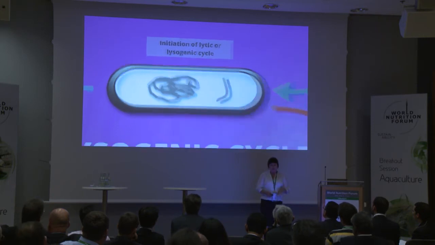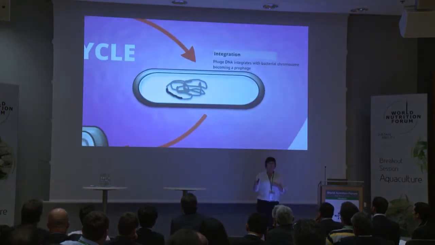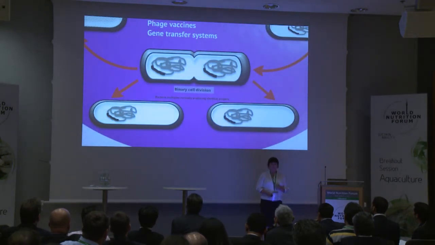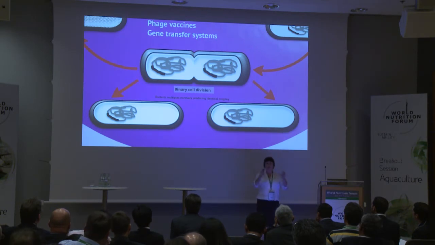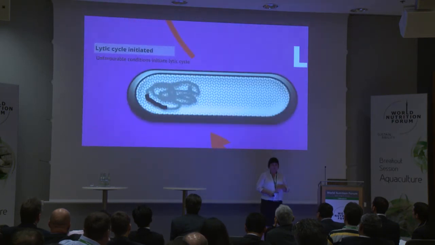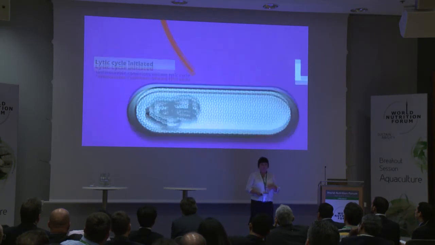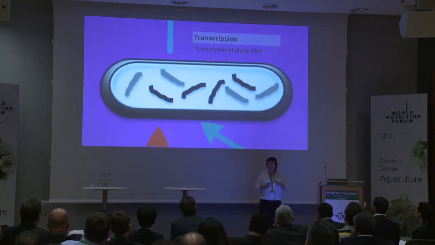So the genetic material is in there. If it goes into the lysogenic cycle, that bit of genetic material is integrated into the host chromosome and becomes what we call a prophage. The bacteria then divides as it normally would, and that little bit of prophage is in each of those daughter cells. If the bacteria is under stressful conditions, for whatever reason, it then initiates the lytic cycle.